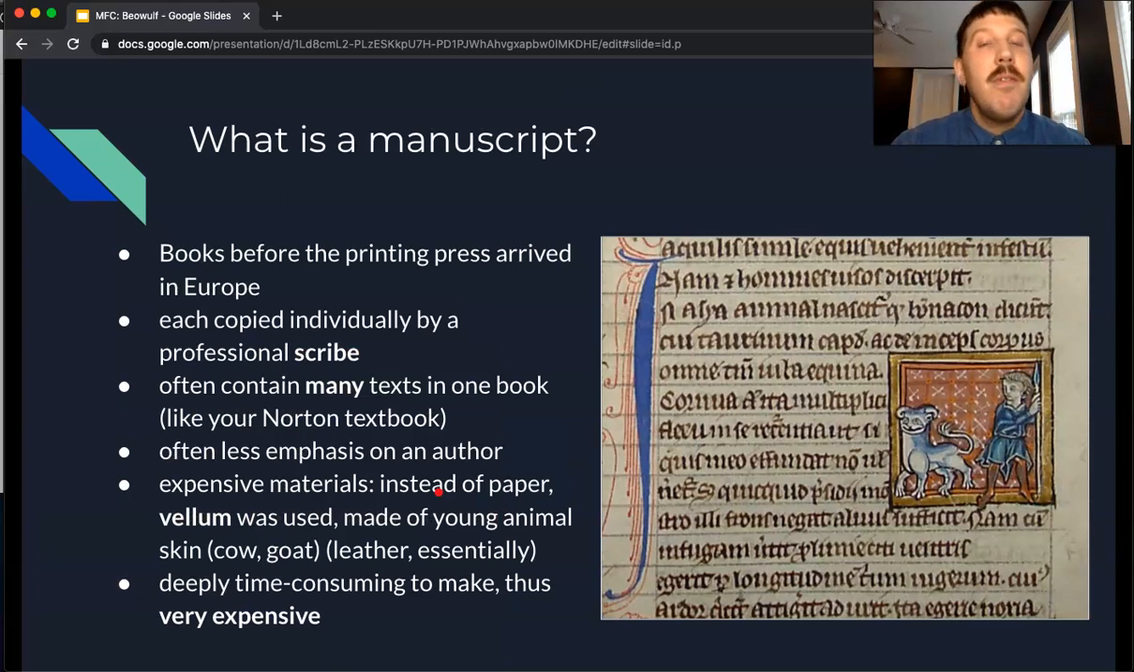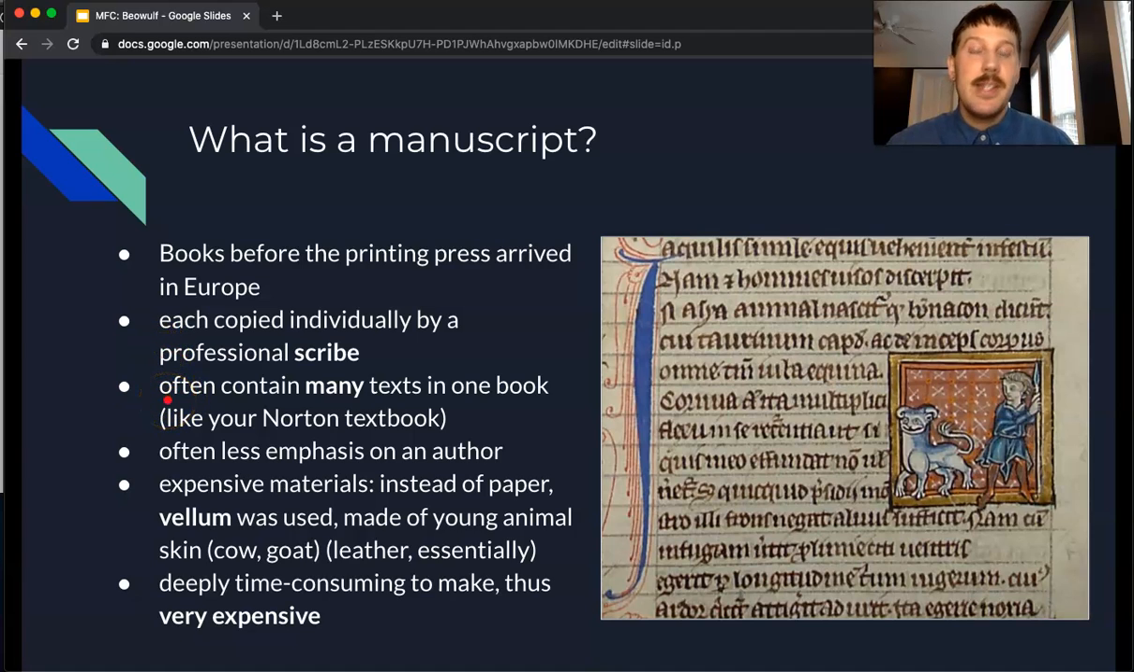Well, there's a form of book that we tend to now call manuscripts. And by that word, it's a Latin word that you can hear written by hand. Manu is hand, script is writing. So a manuscript is a book that is written by hand, which is how all books were made before the printing press. And they were made one at a time. Each manuscript was copied individually by a professional scribe.